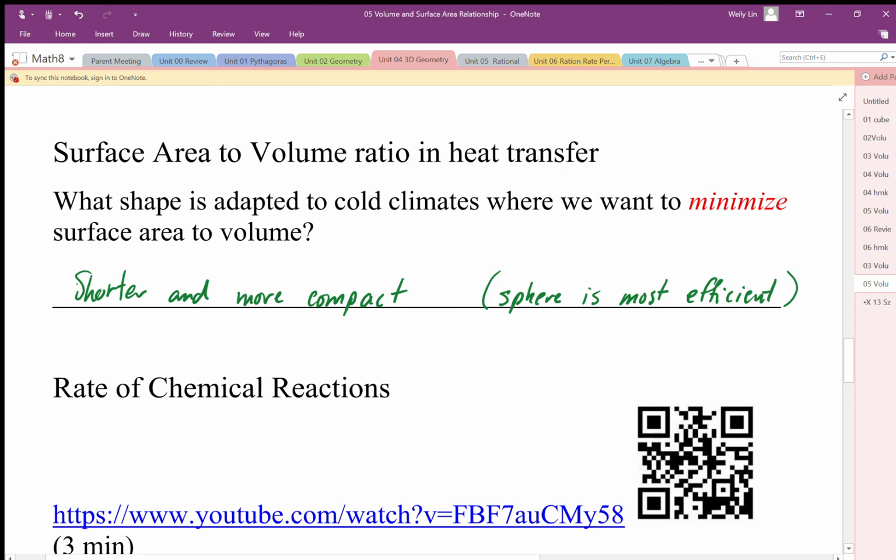For the same volume, we can change the shape to more spherical to minimize the surface area to volume ratio. To maximize it, we want to have tall, thin, or flat and wide, and that will maximize the surface area for that same volume.